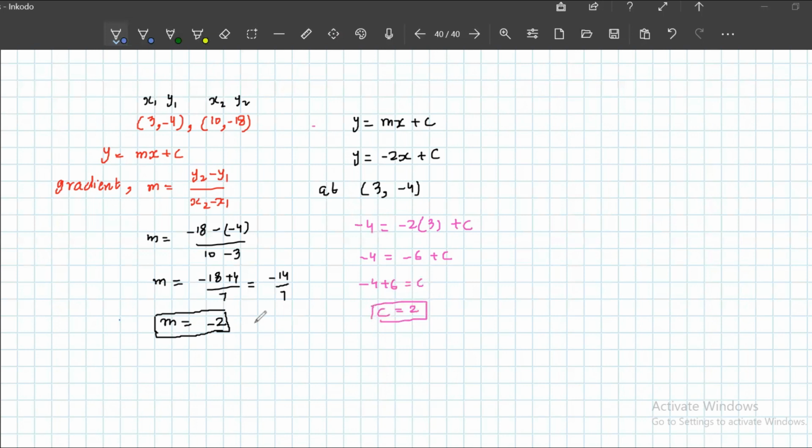So once we know the value of the gradient and the value of the y-intercept, we can simply replace them in the general equation. So our required equation is y is equal to minus 2x plus 2. This is the required equation of the straight line. I hope it is clear.